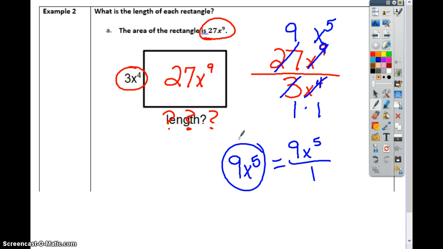When you show me the right answer, you can start your homework, which is pages 4 and 5 in your packet.